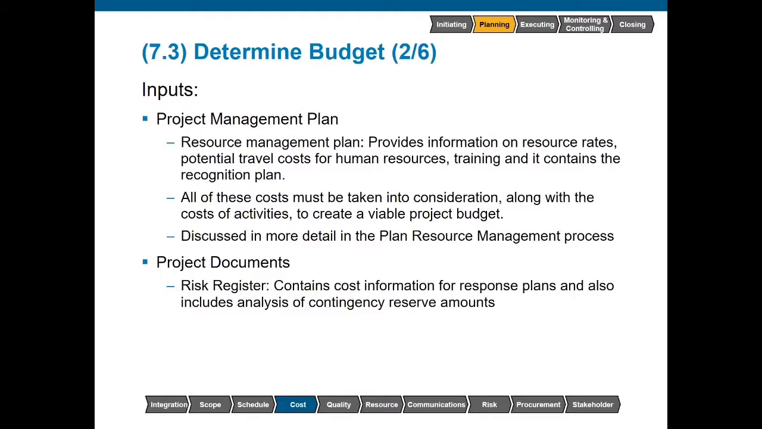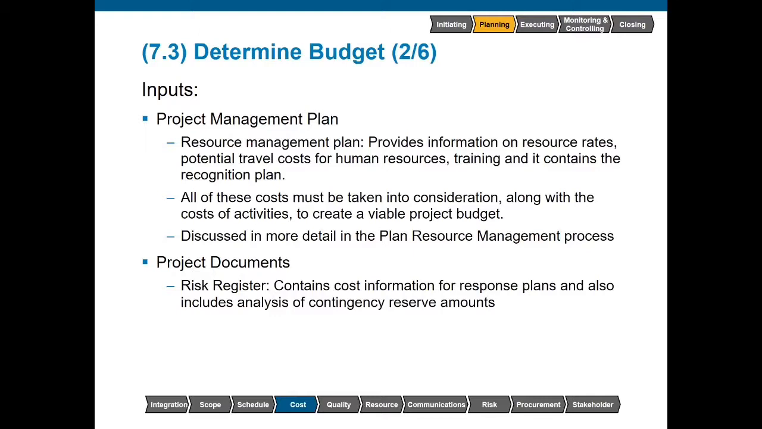We might also have to go ahead and look at the cost of heavy machinery, equipment, tools, raw material, or anything else that we need to purchase for the project for these individual activities. All of these costs must be taken into consideration to create a viable project budget. This is obviously discussed more in the Plan Resource Management process.